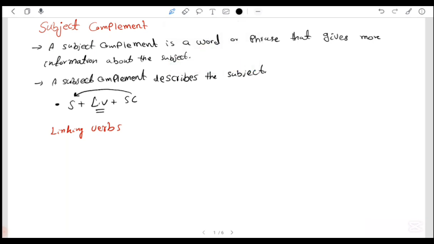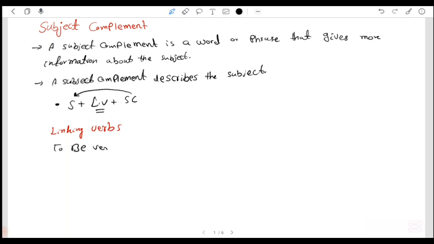This is very important to understand. If you don't know linking verbs, you will not understand subject complements. So you should understand linking verbs, then you will understand subject complements. So what is a linking verb? Linking verbs are verbs that connect the subject with the subject complement, right? Subject complements come after linking verbs. You should understand this. The most common linking verbs are to-be verbs.